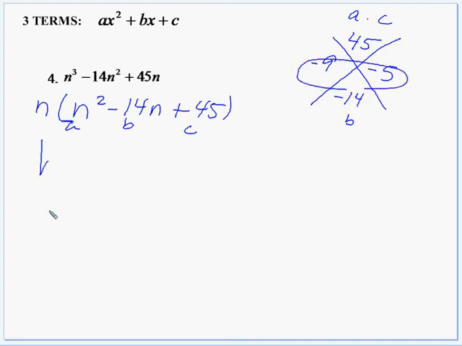So you bring down your GCF, you got your n, then you have negative 9, so it'll be n minus 9, and then that negative 5, so it'll be n minus 5. And this is your answer here.